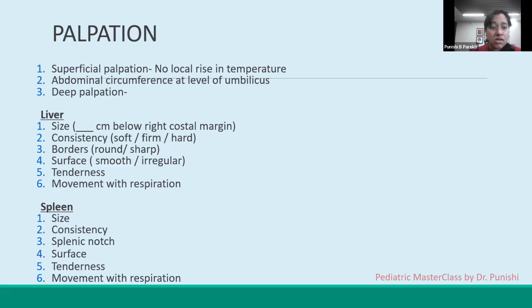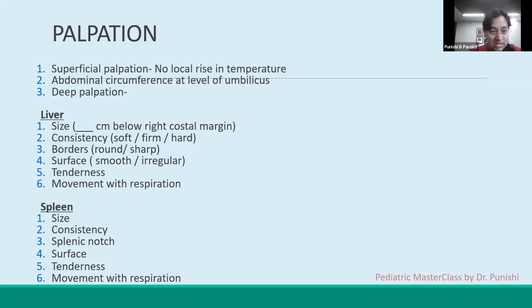On superficial palpation, no local rise in temperature. Abdominal circumference at the level of umbilicus, always remember to measure this. On deep palpation, extremely important points in this case are your palpation of liver and spleen. Remember what all points you need to keep in mind while palpating and while presenting. So what was the size of the liver on palpation? You measure it in centimeters from below the right subcostal margin. Let's say the liver was 7 centimeters below the right subcostal margin.